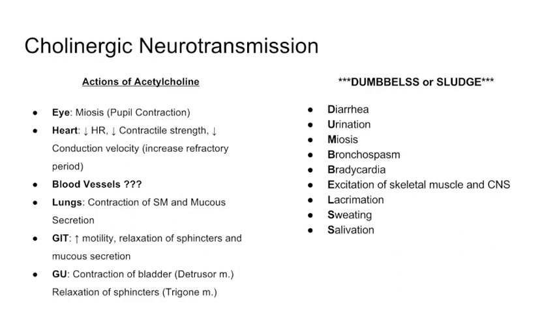Cholinergic neurotransmission is your rest and digest. You're resting and you're digesting. So you're pooping, you're peeing, you're breathing, you're making lots of sweat, you're salivating, and everything's moving in a way. You need to know that cold, because when we talk about muscarinic agonists, things that activate or mimic acetylcholine, these are the effects that you're going to have. And when we talk about muscarinic antagonists, we'll have the opposite.